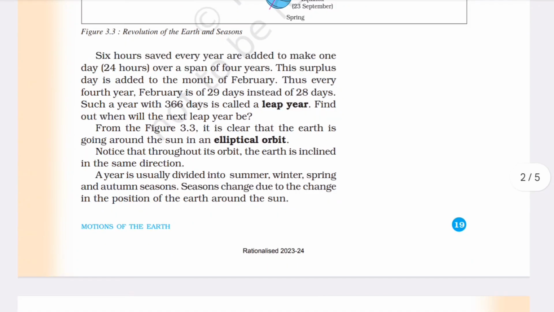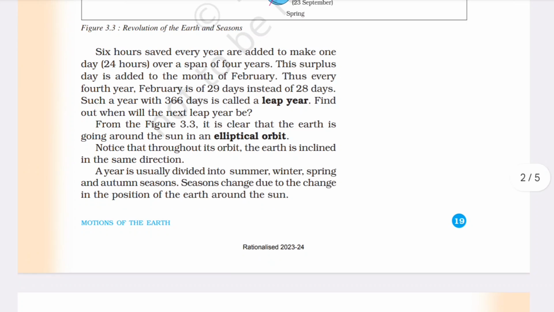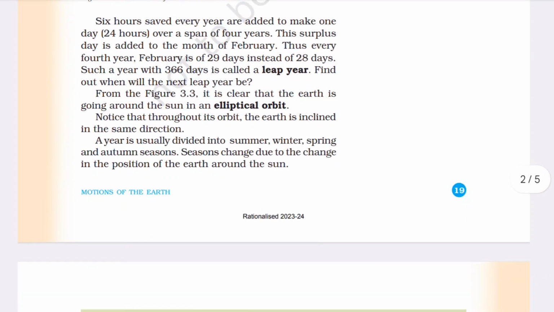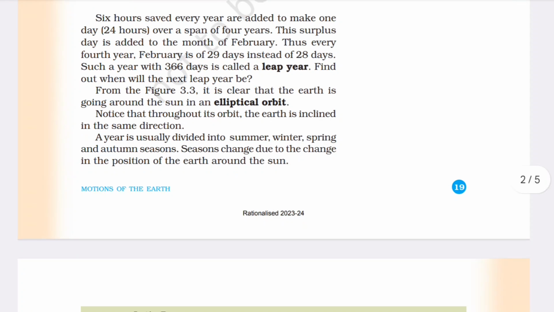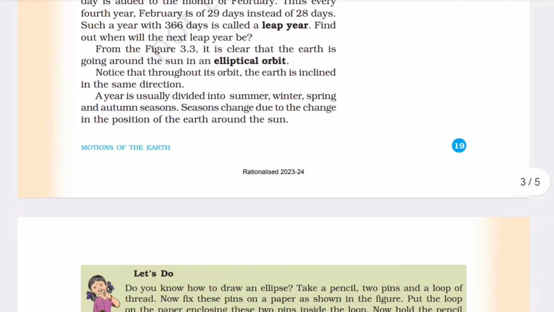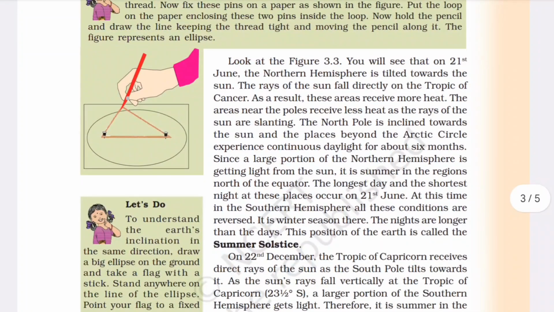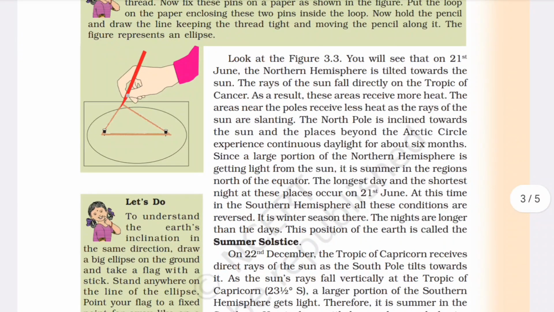From figure 3.3, it is clear that the Earth is going around the Sun in an elliptical orbit. Notice that throughout its orbit, the Earth is inclined in the same direction. A year is usually divided into summer, winter, spring, and autumn seasons. Seasons change due to the change in the position of Earth around the Sun. Look at figure 3.3.